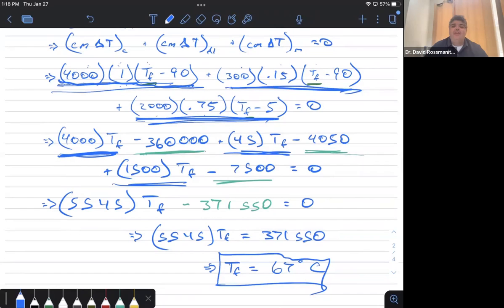If you happen to have the extra time on a test and you want to go ahead and plug it into the original equation, you're more than welcome to do it. And that will show you if it's right or wrong as well, for sure. Any other questions about this particular example?